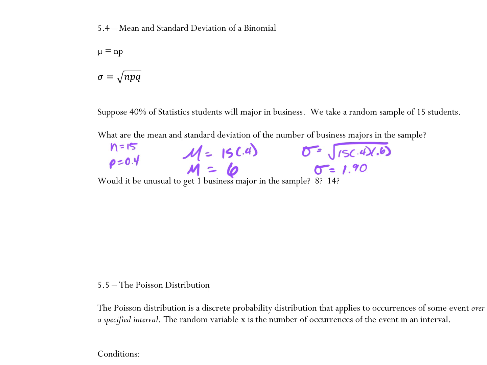Everybody good? Okay. Lastly, would it be unusual? Just like binomials are a type of random variable, what did we say yesterday about unusual? More than two standard deviations from the mean. So some of you do 6 minus 2 times 1.9. Some of you do 6 plus 2 times 1.9. So we can say, what is 2 standard deviations? 9.8? Okay.